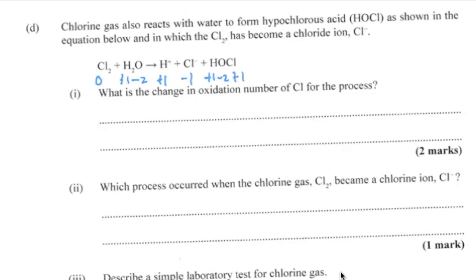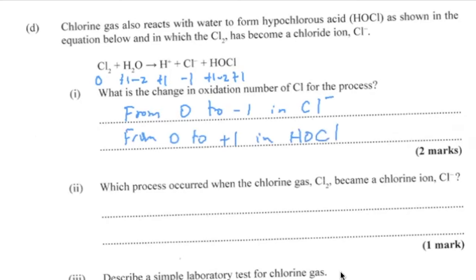Okay, so the change in oxidation number of chlorine for the process, let us see. We have a change of, let's say, from 0 to negative 1 in Cl minus. Of course in Cl2 it's 0, and then we have another change where it is from 0 to plus 1 in HOCl, or in going to HOCl.